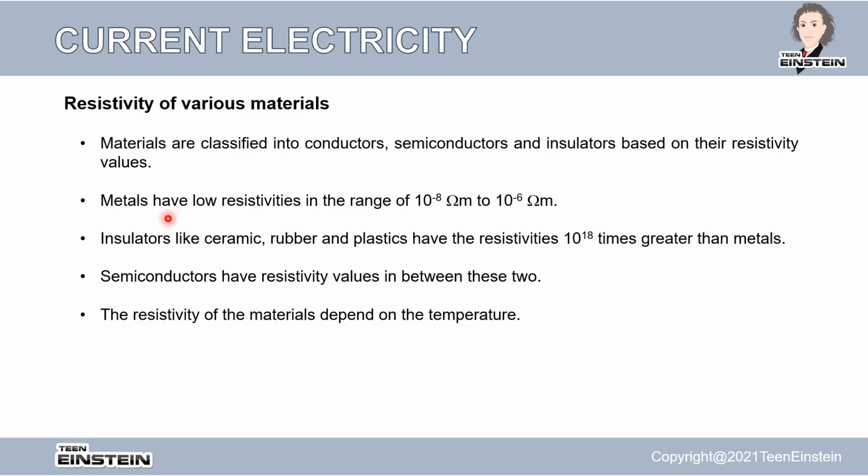Metals are conductors and they have very low resistivities, in the range of 10 power minus 8 ohm meter to 10 power minus 6 ohm meter. Insulators like ceramic, rubber and plastics have resistivity 10 power 18 times greater than metals. Semiconductors have resistivity values between these two, and the resistivity of materials depends on temperature. This is also an important point. Even though resistivity is an intrinsic quantity, the same material will not have the same resistivity at all temperatures. Metals, semiconductors and insulators all show different behavior with respect to temperature, so they need not always show the same behavior.